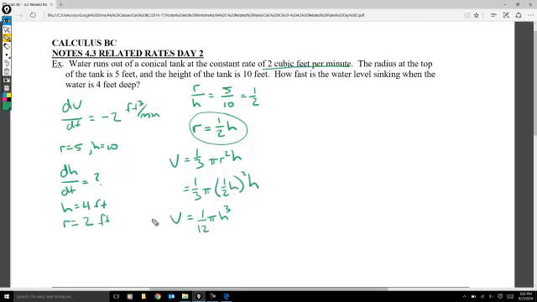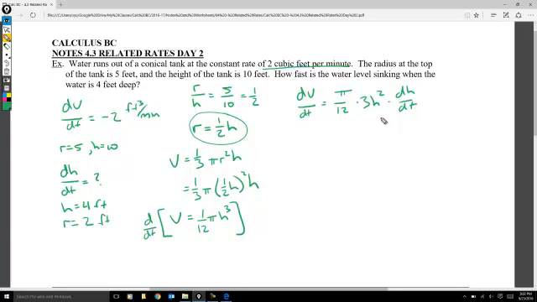So now let's take the derivative of the whole thing. I'm taking the derivative with respect to time. The derivative of V is going to be dV/dt. And here I don't have to do any product rule because pi over 12 is just a constant. So the pi over 12 is just going to chill. And the derivative of h cubed is going to be 3h squared dh/dt.